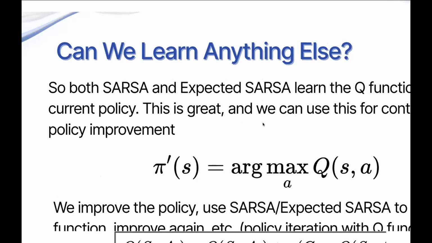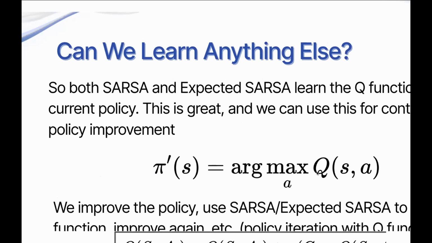But yeah, this is good. We can do model-free control. We can improve the policy without a model using SARSA and expected SARSA. But can we learn anything else? What if we could skip all that and directly learn the optimal Q function? If we could, we don't need to do all this policy iteration stuff. We can directly get the optimal policy by selecting the best action according to the optimal Q function.